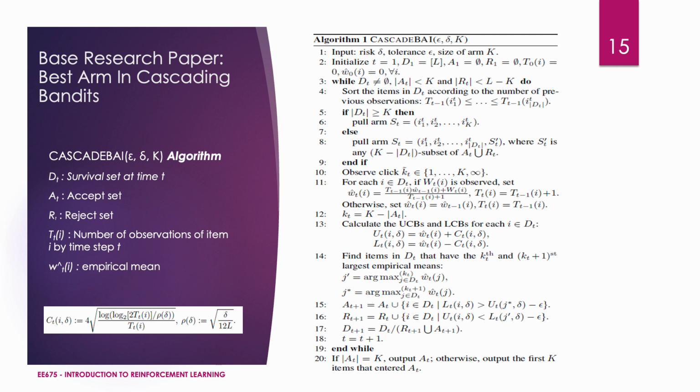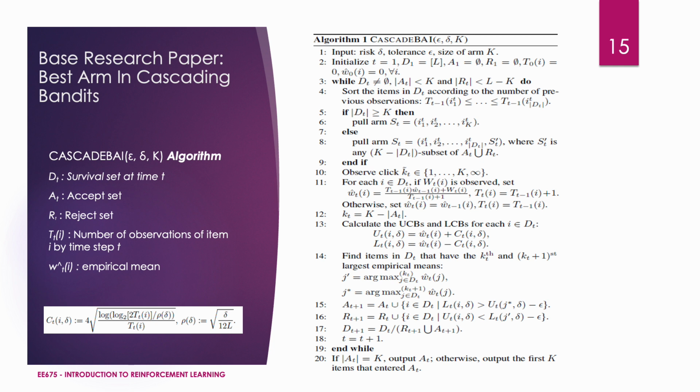We initialize the time step as t equal to 1 and let Dt denote the survival set at time t. We keep an item in Dt until we know whether it is optimal or not. And At is the accept set. We move an item from Dt to At if we identify that item as optimal. And Rt is the reject set. We move an item from Dt to Rt if we identify the item as suboptimal.